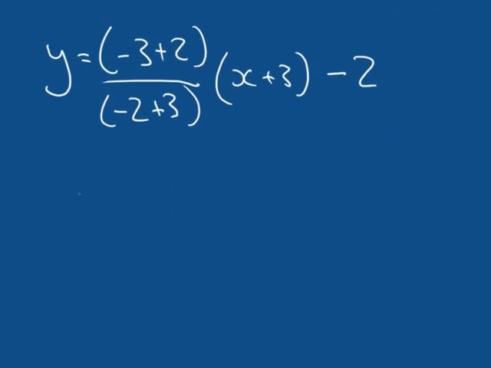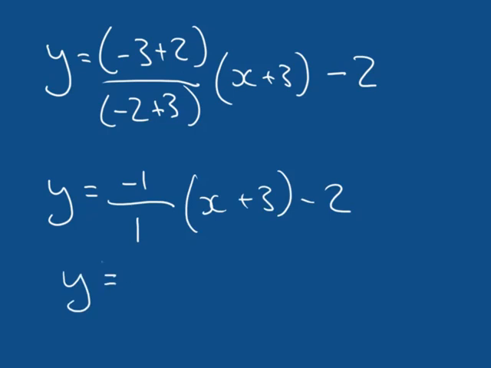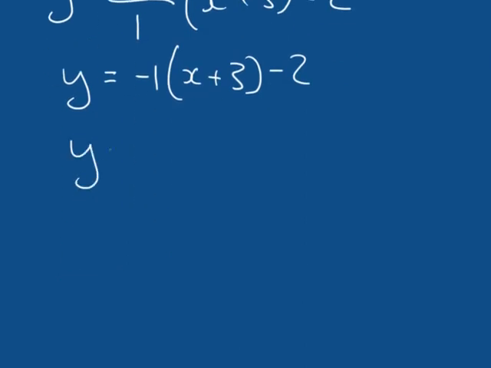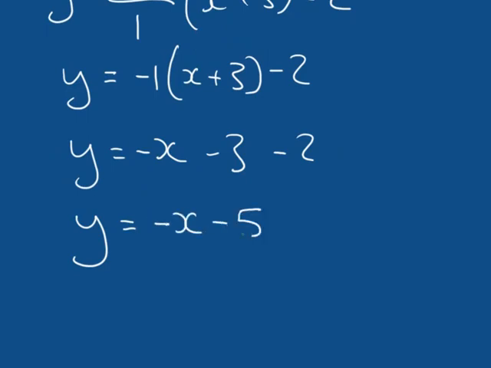We can now calculate this. So y is equal to, well, minus 3 plus 2 is minus 1. Minus 2 plus 3 is 1. x plus 3, minus 2. Negative 1 divided by 1 is negative 1, times (x plus 3), minus 2. We can expand the bracket now. So y is equal to minus 1 times x is minus x. Minus 1 times 3 is minus 3. Minus 2, giving us the final result of y is equal to minus x minus 5.